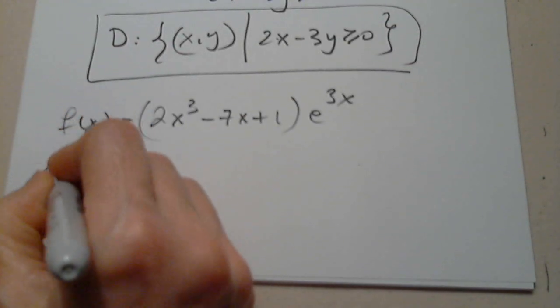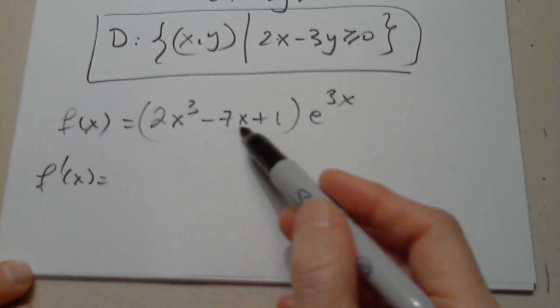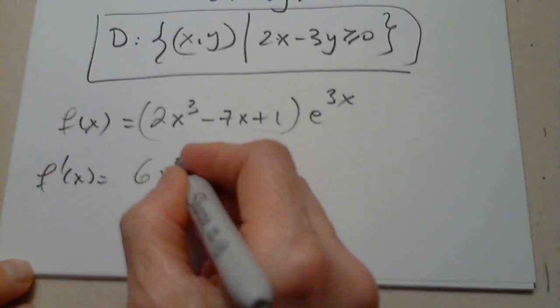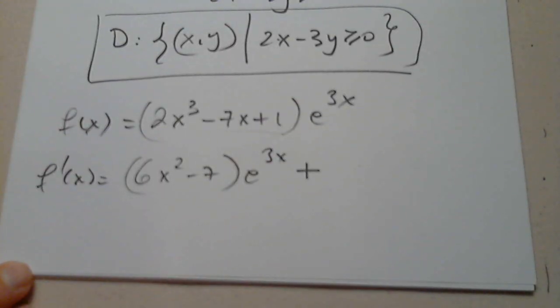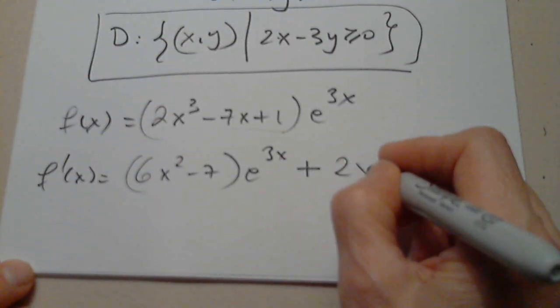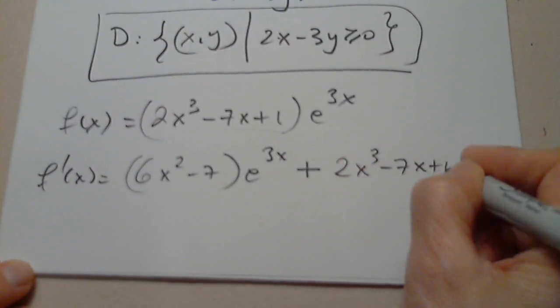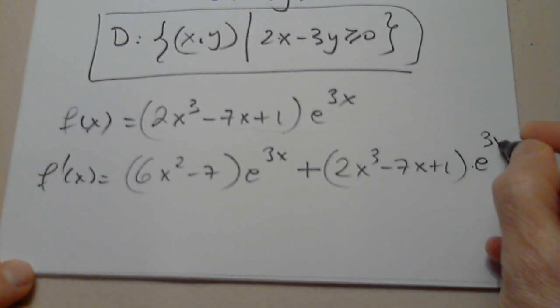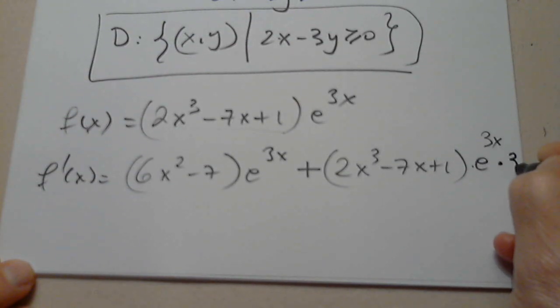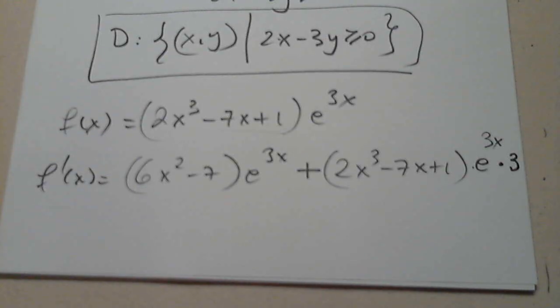So then f prime of x equals the first function prime, 6x squared minus 7 times e to 3x, plus the first function, 2x cubed minus 7x plus 1, times the second function prime, which is e to 3x, times the inner function prime. And you can leave it as is.